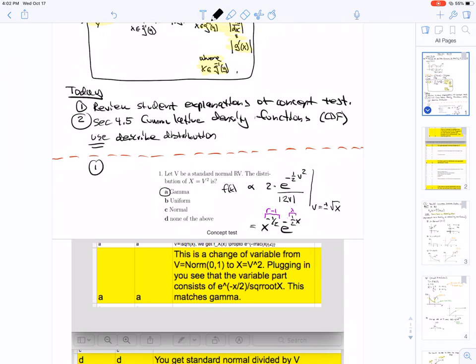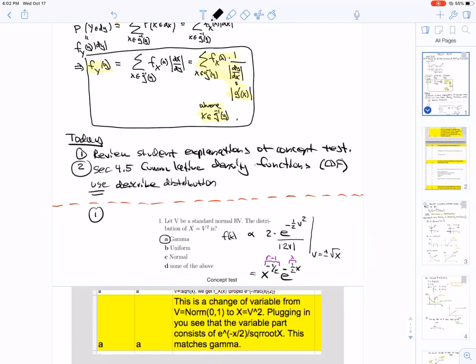So remember last time our concept test: let V be a standard normal random variable, the distribution of X equal V squared is. So it turns out to be a gamma, and the reason is that here we have a 2 to 1 function, and the numerator f of x, or in this case f of v, has a v squared in it, and so it takes the same value whether v is plus or minus square root of x. And then the bottom has an absolute value sign, so that's also the same when you plug in plus or minus square root of x. So actually we have two of the same terms that we add together, so hence the 2 in the front. And then we can see that this is a gamma with r as 1/2 and lambda as 1/2.